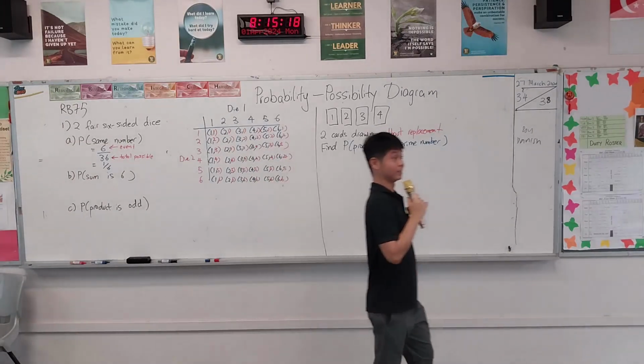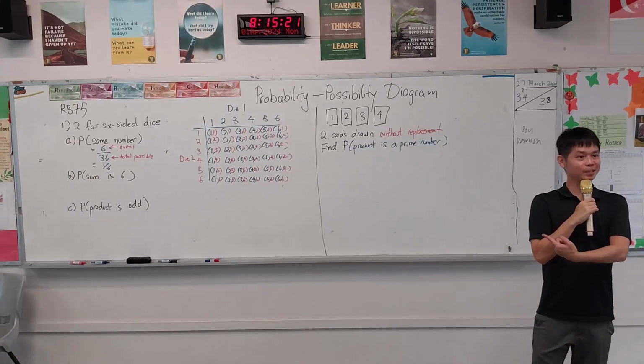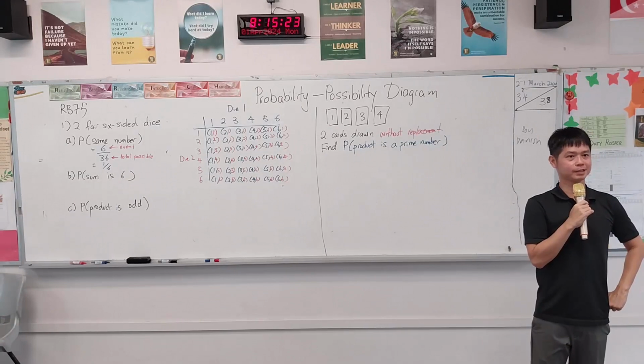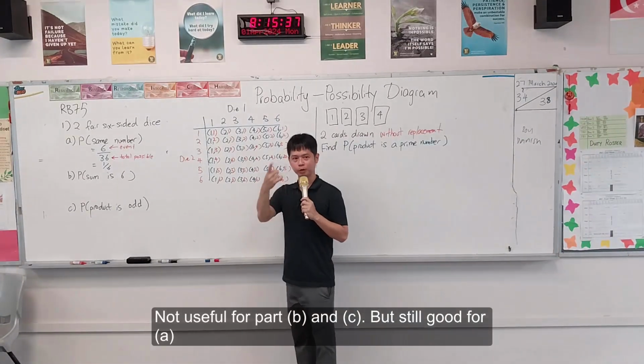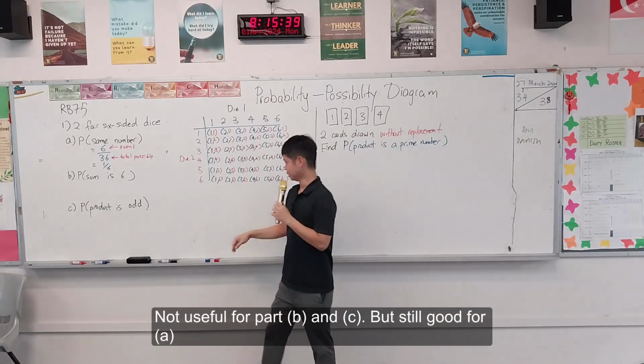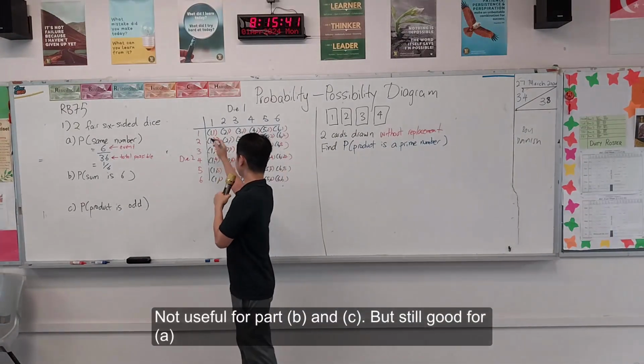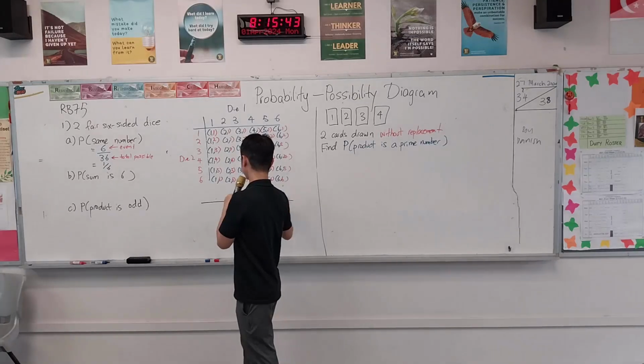Find that the sum is 6. Is it easy to see which ones have a sum of 6? So this is not a very good possibility diagram. So let me introduce you to a second type, which looks exactly the same. We still use a possibility diagram.